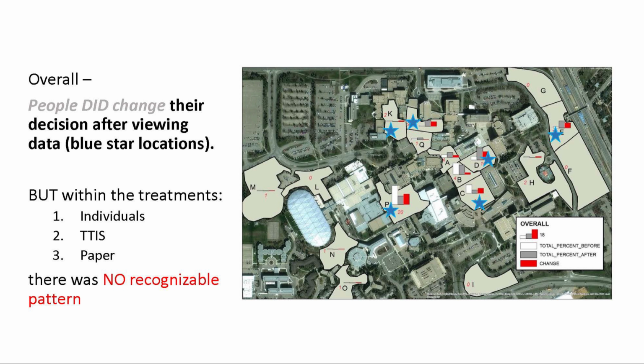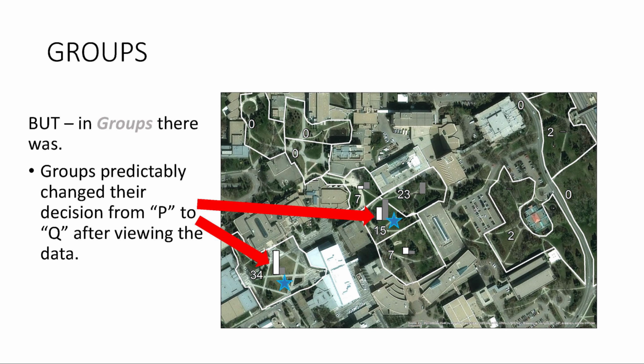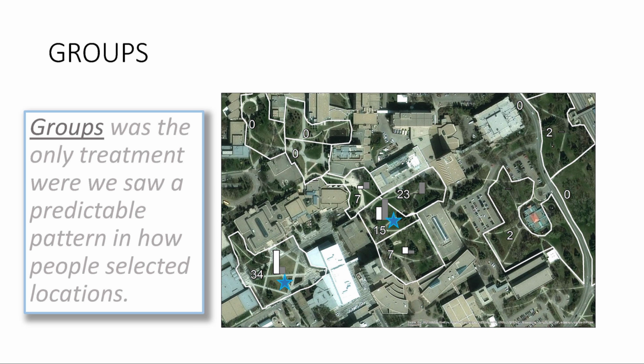Okay, so overall, our findings were that people did change their decisions after viewing data, and the blue star locations on this map show where there was a statistical difference in their selections from before to after. But within the treatments of individual tabletop interactive surface and paper, we did not observe a recognizable pattern of people changing their location. But in groups, there was a difference. Groups predictably changed their decision from location P to location Q after viewing the data. Groups was the only treatment where we saw a predictable pattern in how people selected locations.